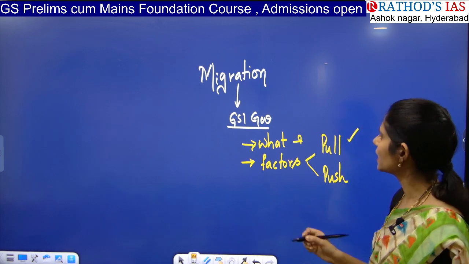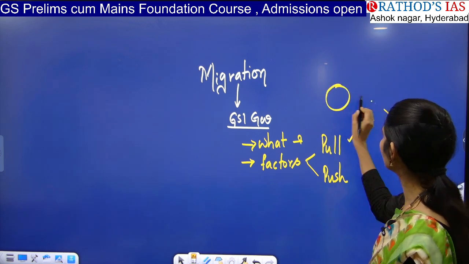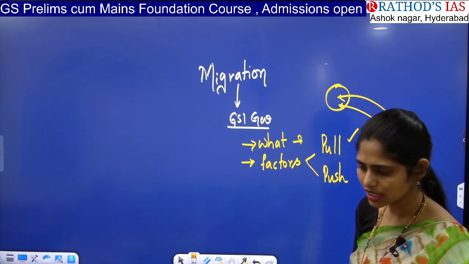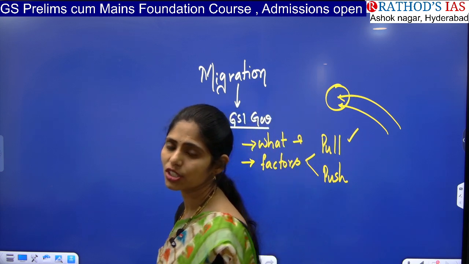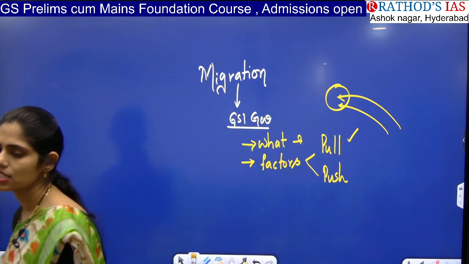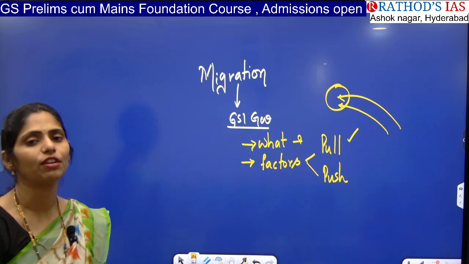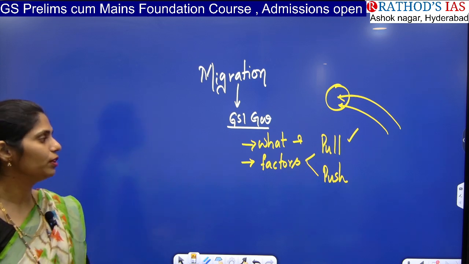Pull factors mean nothing but why another place is attracting people. Because of certain things like essential services, improvement of education, healthcare access, and employment opportunities. If you go there, you will feel that your standard of living will improve. Those are the pull factors.